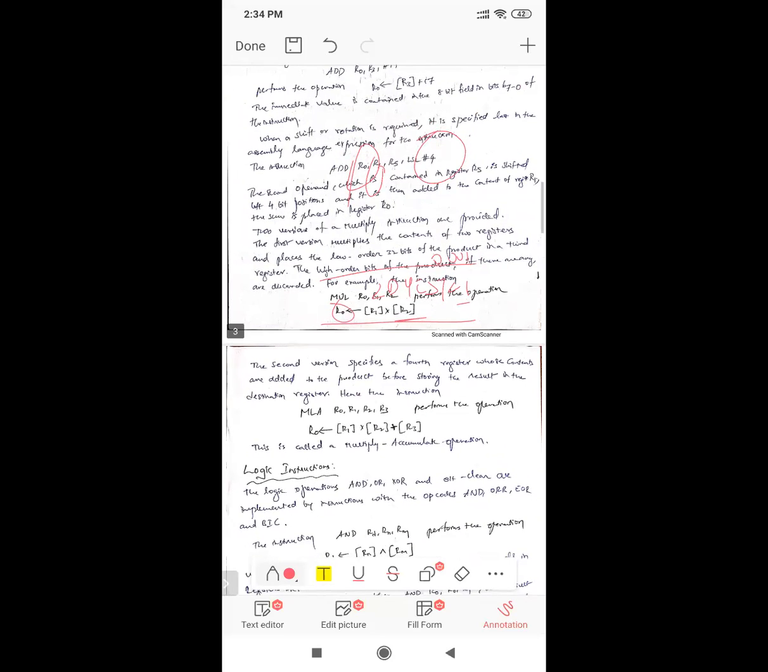MLA, multiply and add. MLA is nothing but the multiply and add instruction. In this case, the contents of 4 registers are used: the contents of two registers are multiplied, and before going to the destination register, we have to add the contents of another register. Example: MLA R0, R1, R2, R3.